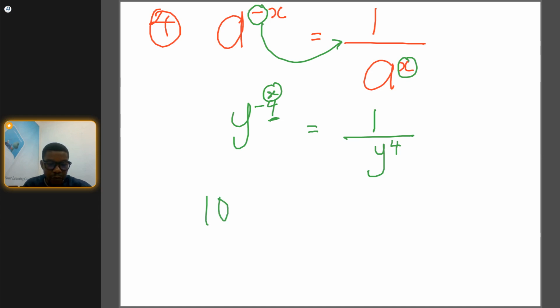If I have 10 raised to power minus 2, that will be 1 over the base, which is 10, and here we have 2. So it will be 1 over 10 raised to power 2. I believe you understand that. So this is the fourth law of indices. All right. So let's move on to the fifth law of indices. I'll be clearing the board so we can proceed to number 5.